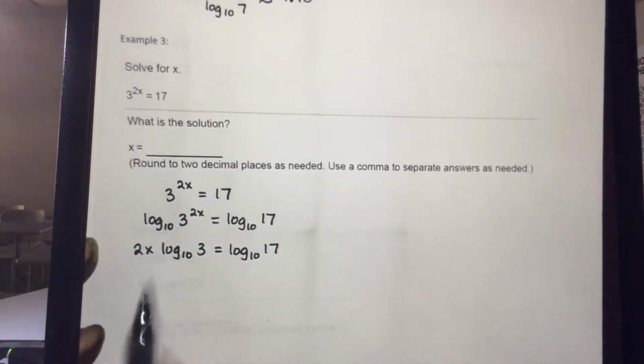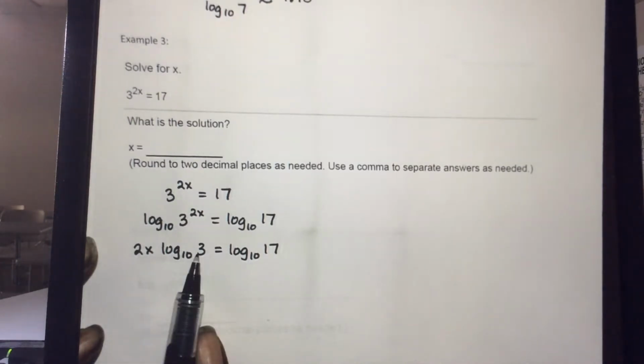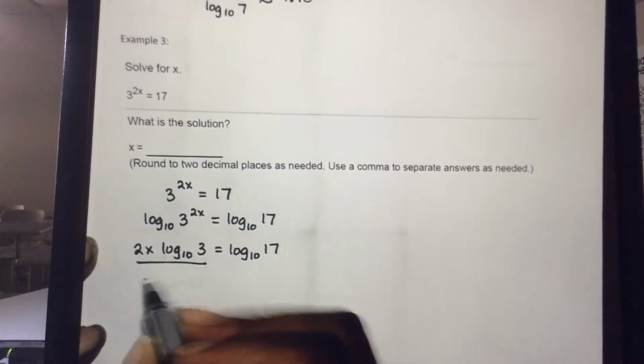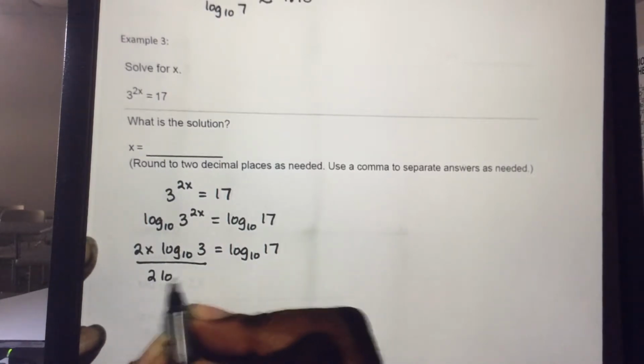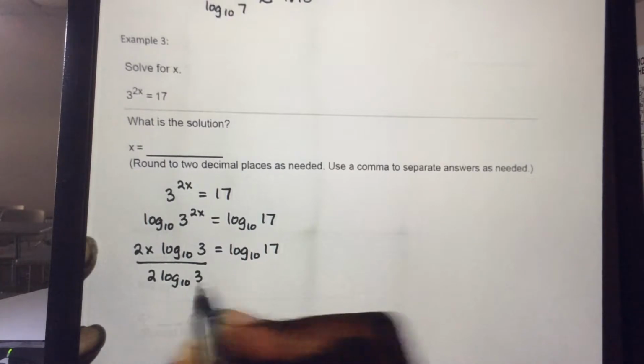Now here we're going to get the x by itself. It's being multiplied by 2 times log to the base 10 of 3. So I'm going to divide both sides by 2 log to the base 10 of 3.